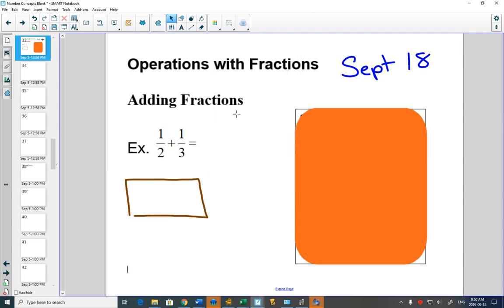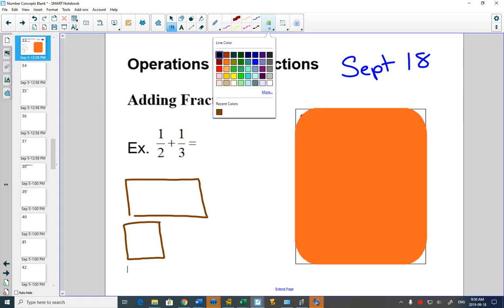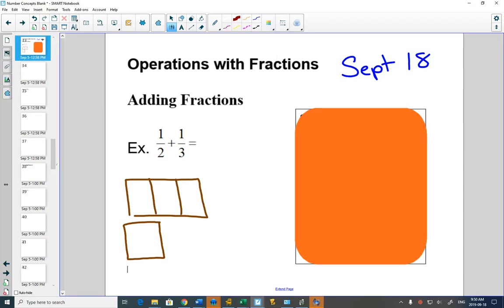So if we had 1/2, would you agree that that piece represents 1/2? Okay? And if we split this chocolate bar into thirds, that piece there would represent 1/3. And so the question is, and this is why it really is a hard question, if we had 1/2 a chocolate bar plus 1/3 of a chocolate bar, how much of a chocolate bar do we have?